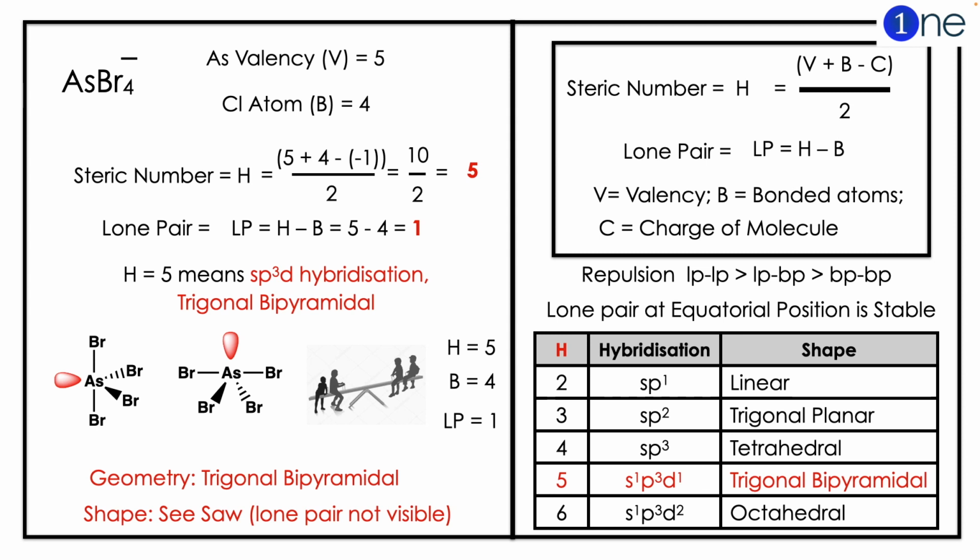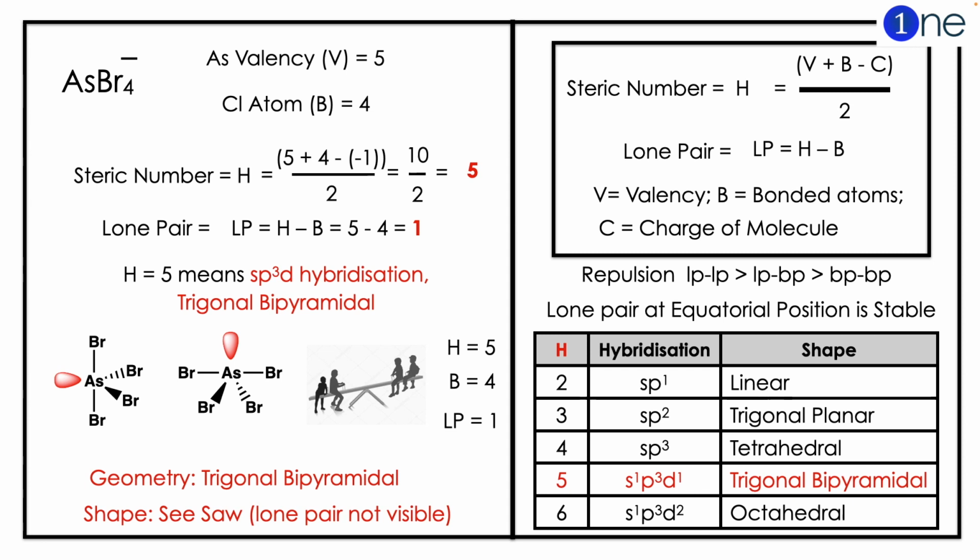Steric number is H, which equals V plus B minus C, whole divided by 2. Here you have arsenic, whose valency is 5, then bromine atoms are 4, so the steric number will be 10 divided by 2, which gives 5. So the lone pair will be H minus B, which equals 1. H equals 5 means sp3d hybridization, which leads to a trigonal bipyramidal structure.